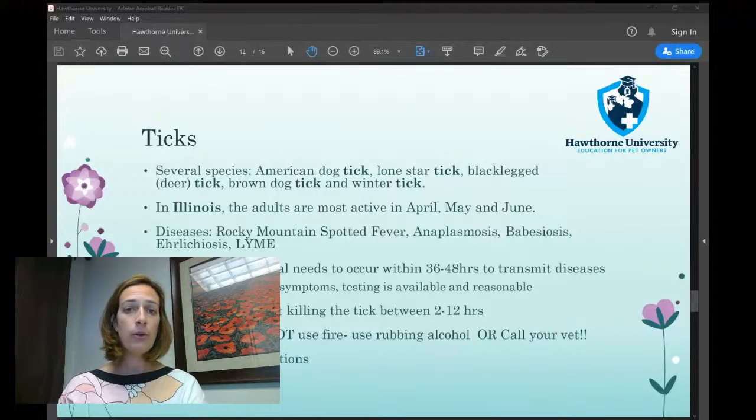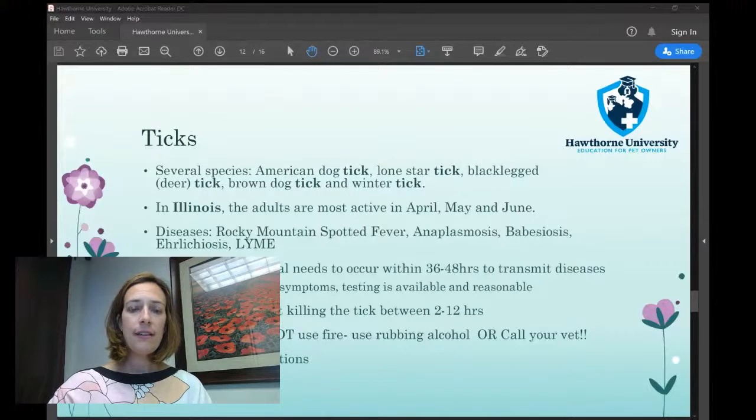If 3 to 4 days down the road you find that engorged tick, we might worry a little bit more that something could happen. There are a wide variety of symptoms that we're looking for, but there is a lot of testing available for this, and a lot of the testing is very reasonable.